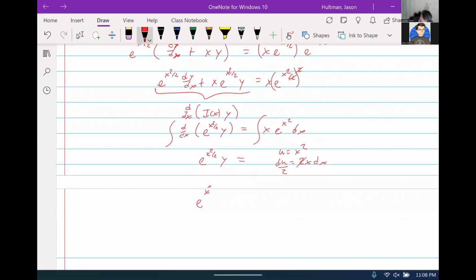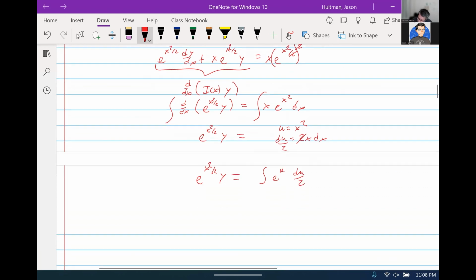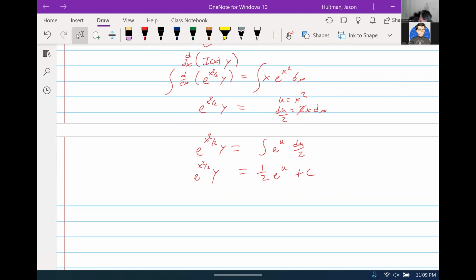So e to the x squared over 2 times y is equal to the integral of e to the u du over 2. Okay, well, the integral of e to the u is just e to the u. So this is going to be 1/2 e to the u plus c. Okay, but what was u? U was x squared, right? Okay, so we've got e to the x squared over 2, y equals 1/2 e to the x squared plus c.